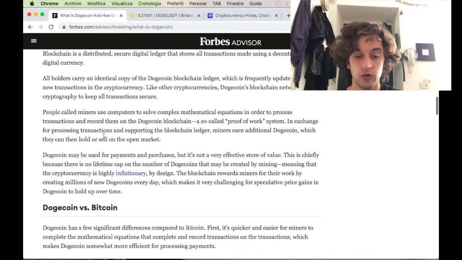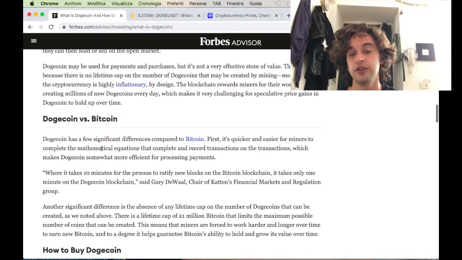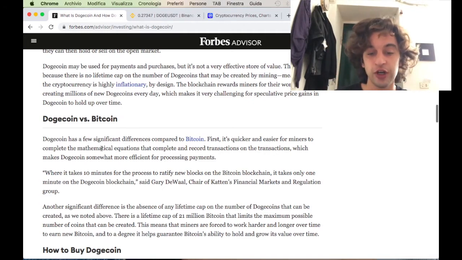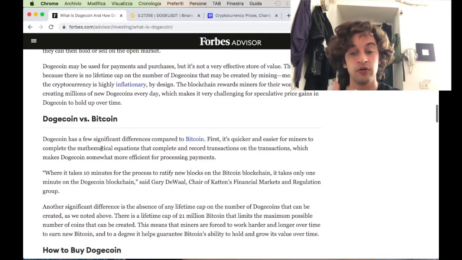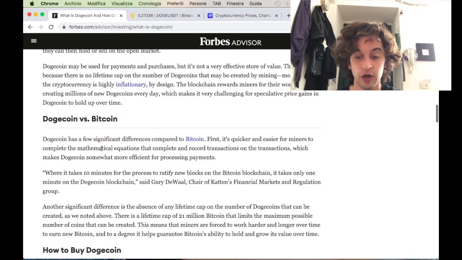Now let's go back to what Dogecoin is. Dogecoin versus Bitcoin. Let's look at this paragraph. Dogecoin has a few significant differences compared to Bitcoin. First, it's quicker and easier for miners to complete the mathematical equation that completes and records transactions, which makes Dogecoin somewhat more efficient for processing payments. Where it takes 10 minutes for the process to ratify new blocks on the Bitcoin blockchain, it takes only 1 minute on the Dogecoin blockchain.